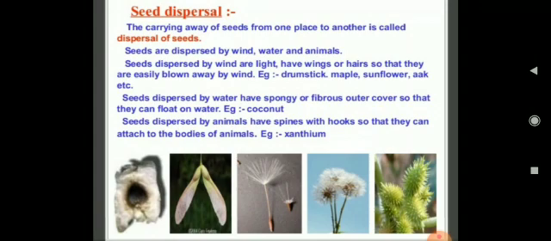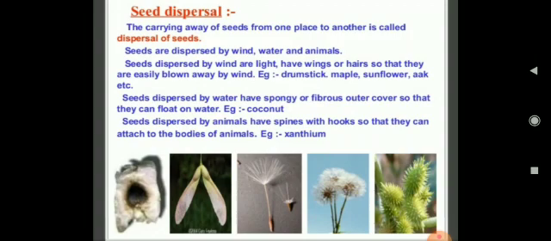If all seeds fall on the ground underneath the parent plant, this will create competition among the growing plants. To overcome this competition, the scattering of seeds away from the parent plant evolved. That is called dispersal of seeds. Different agents help in dispersal of seeds, like wind, water, and animals.